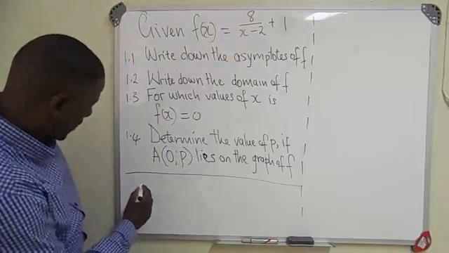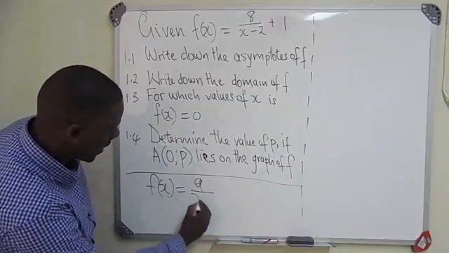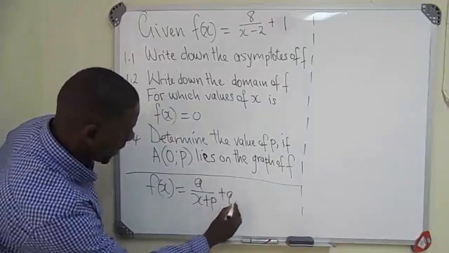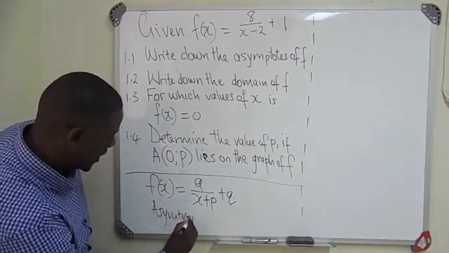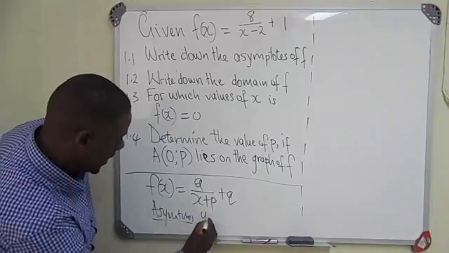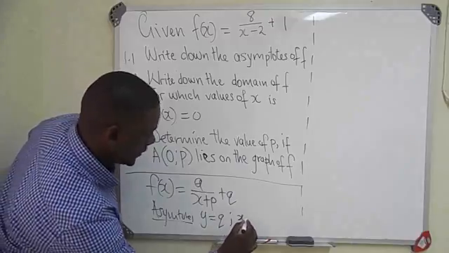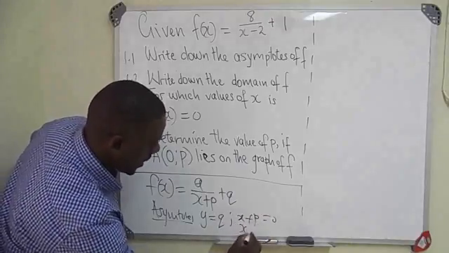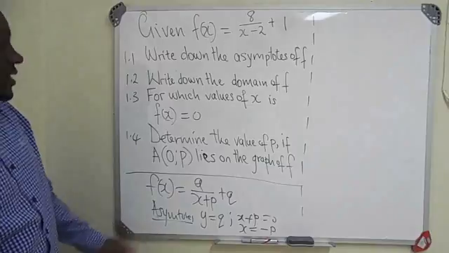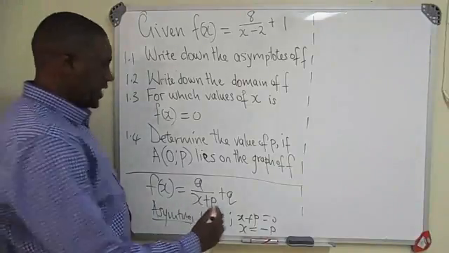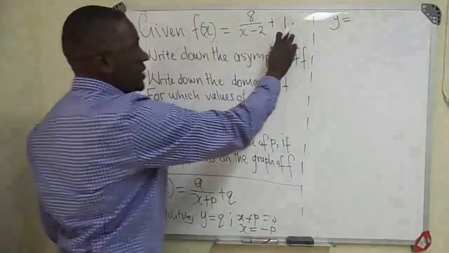So we are having a function where our f of x is equals to a over x plus p plus q. And then the asymptotes here are y is equals to q and x plus p is equals to 0. Our x is equals to minus p is an asymptote. So with this particular question, our asymptote here is y is equals to q. In this particular case, our q is 1.